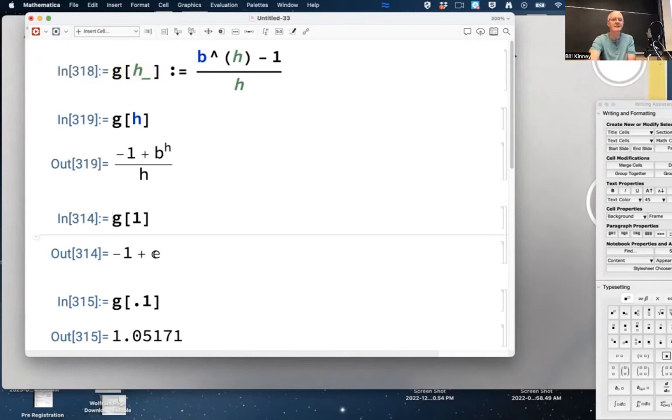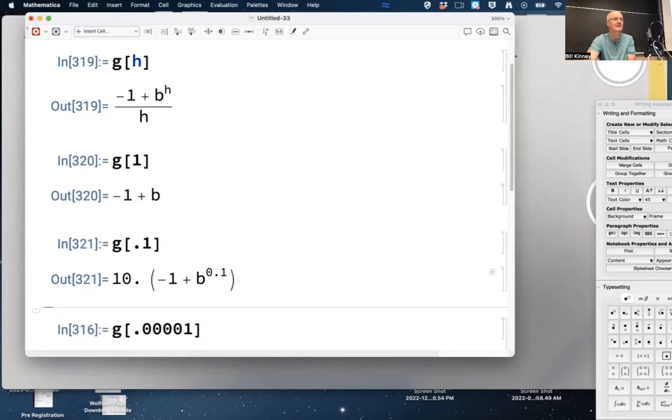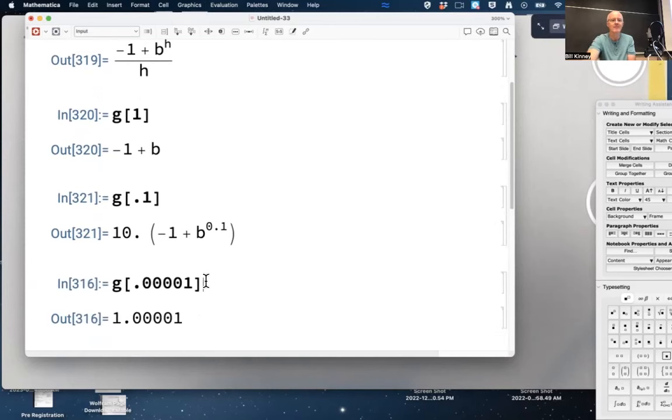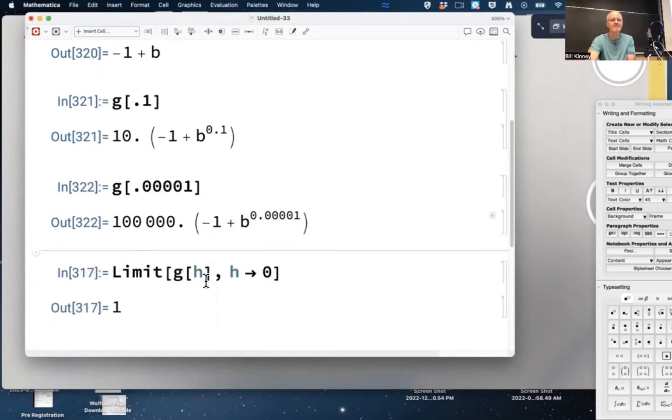It can handle it. Can it evaluate that at 1? Yeah. The answer involves b. Can it evaluate it at 0.1? Yes, but it probably is not going to give us a number. Still involves b. What's the limit? What's this new limit as h goes to 0? Log b. Is that right?